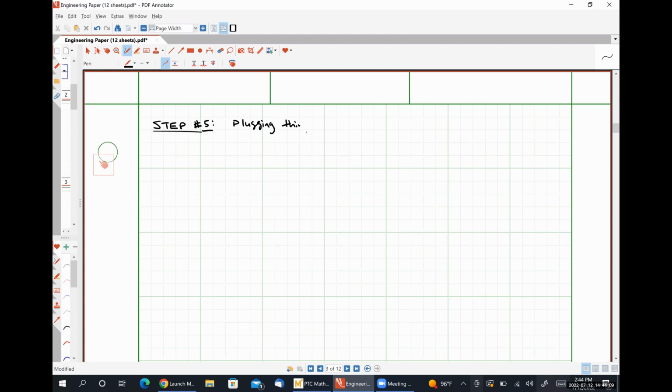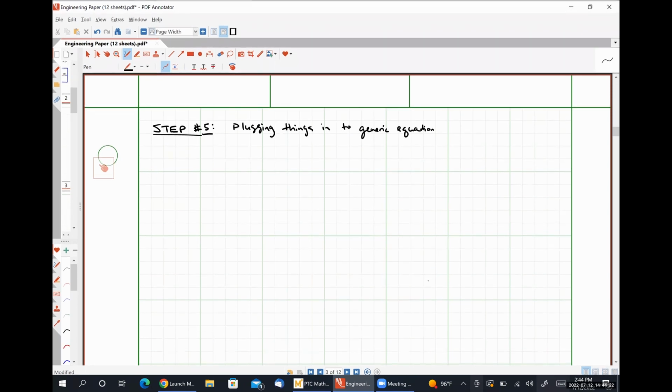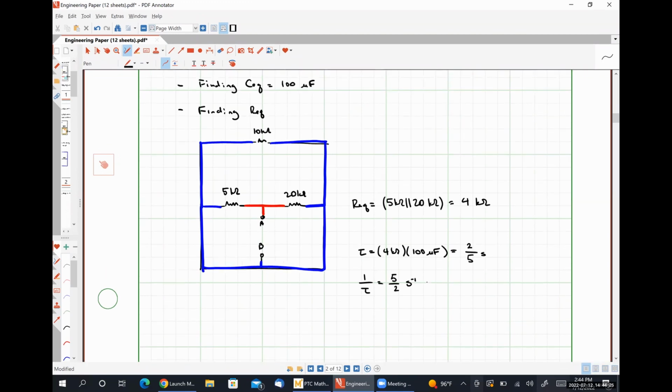Plugging things in to our generic equation. Let me scroll up here, Sydney, and I will explain it to you. So the 10 kiloohm resistor is connected on both sides at node B. Effectively, the 10 kiloohm resistor is in parallel with the short circuit at the bottom, and so it doesn't contribute.